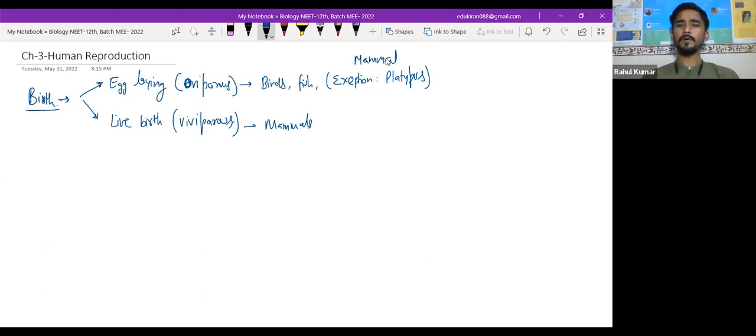And how do we say that something is a mammal? It lays eggs, it has a beak, it does not have a mouth, but still we are calling it a mammal. So what is the criteria for deciding that something is a mammal? Nora?